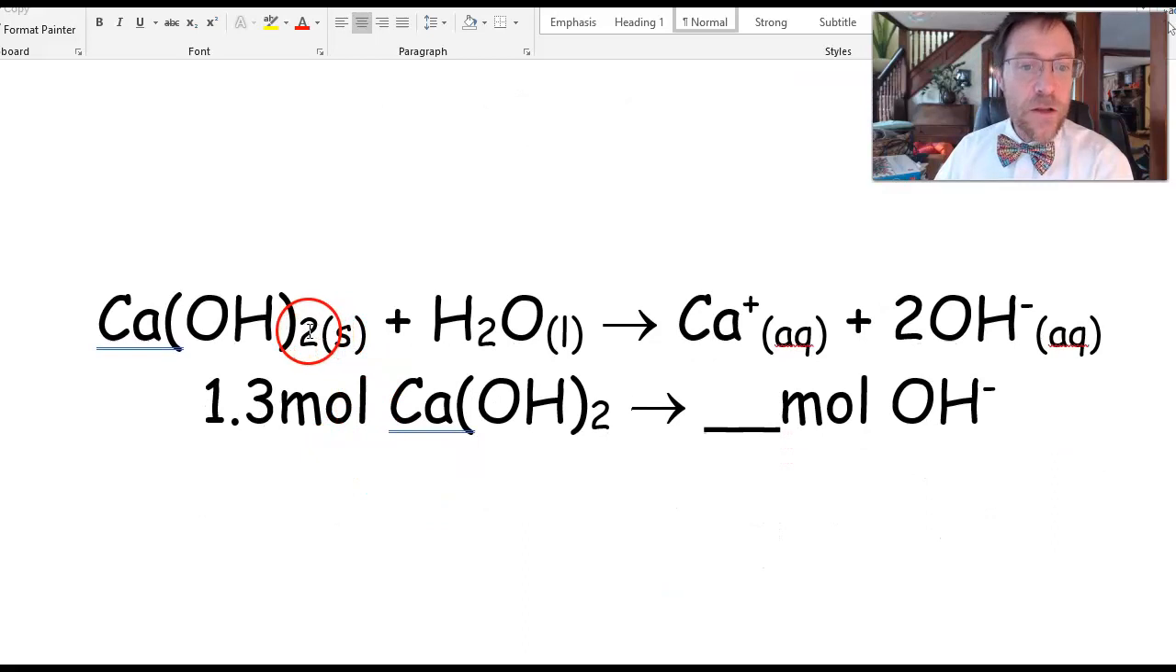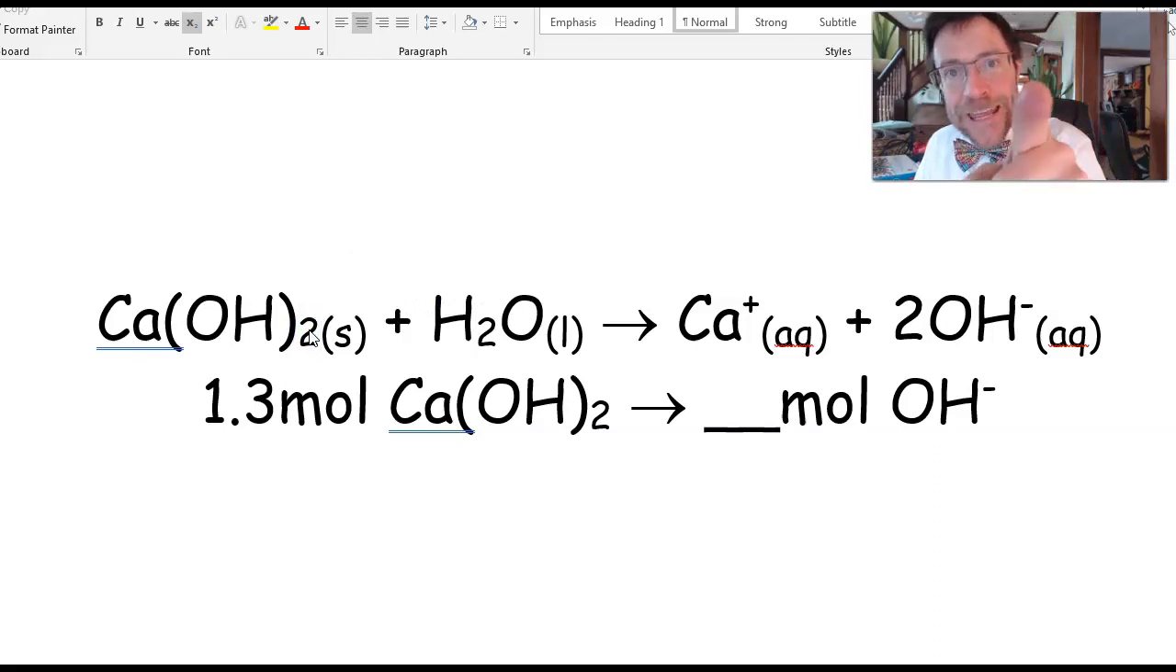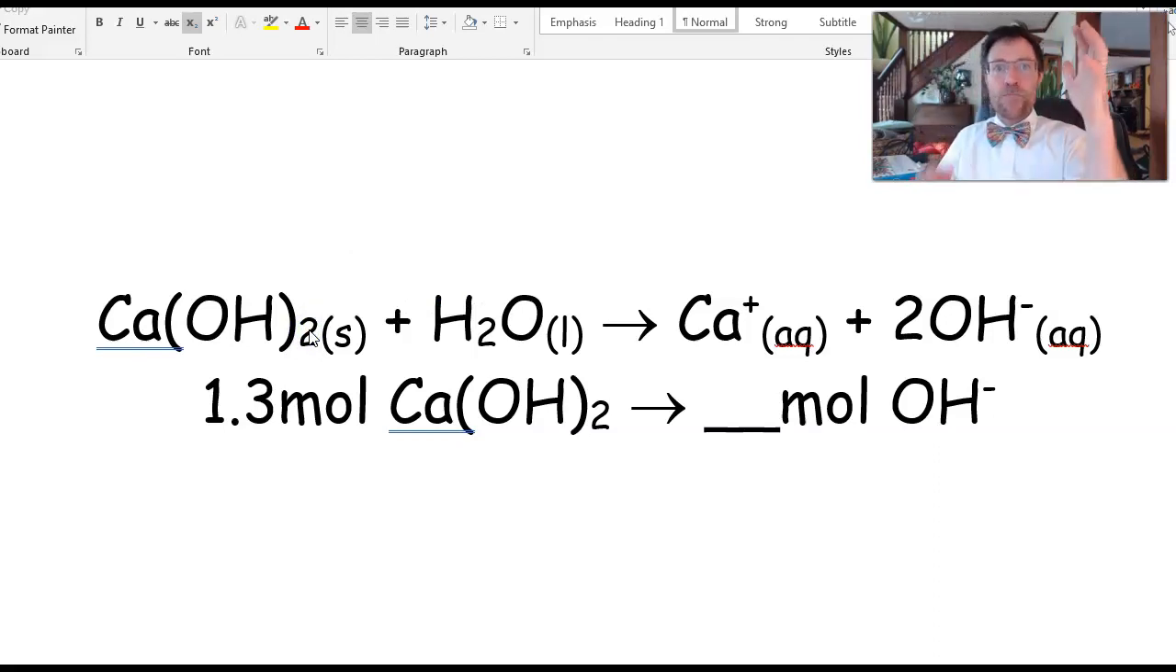Calcium hydroxide. Now look at this right there. That's just mean. But you're going to see it. It's not that sneaky because I'm really trying to get you guys to dial in on those subscripts. Huge impact.